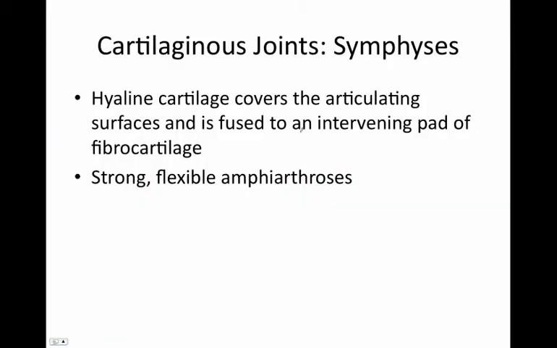A symphysis then is typically going to be an arrangement where we have hyaline cartilage covering the articulating surfaces and is fused to an intervening pad of fibrocartilage, strong and flexible, an amphiarthrosis. So this flexible component comes into play when we take a look at the amphi part of this arthrosis.